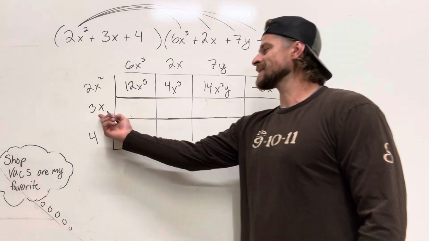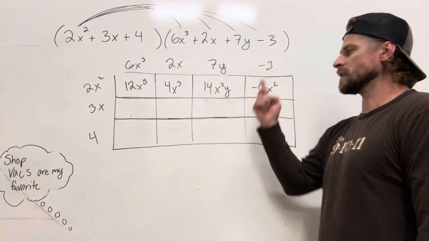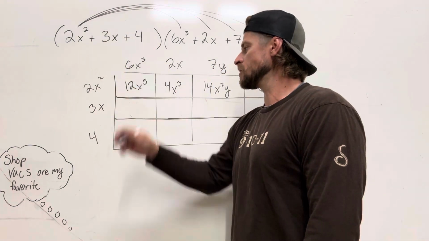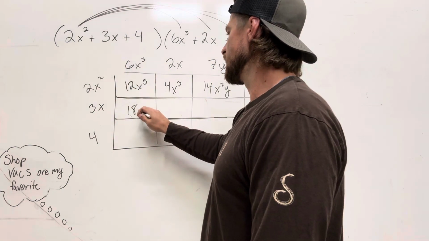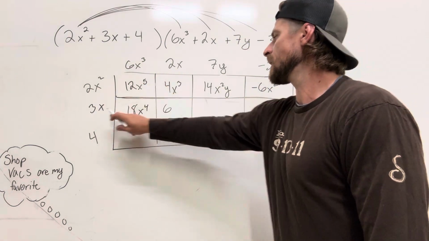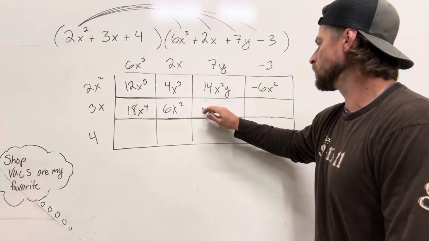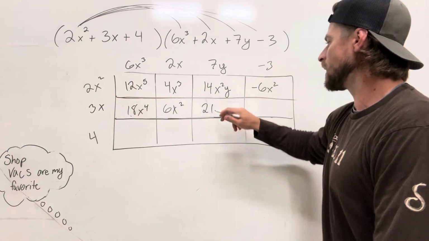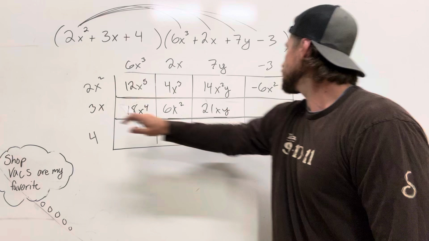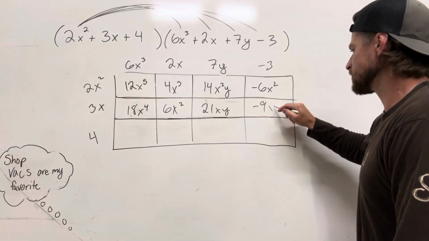Now we're just going to do that exact same thing, but instead of 2x squared, we're multiplying 3x times each one of these terms. 3x times 6x cubed, that's going to give me 18x to the 4th. 3 times 2 is 6. X times x is x squared. 3 times 7 is 21. X times y is xy. 3 times negative 3 is negative 9. X times nothing is just an x.